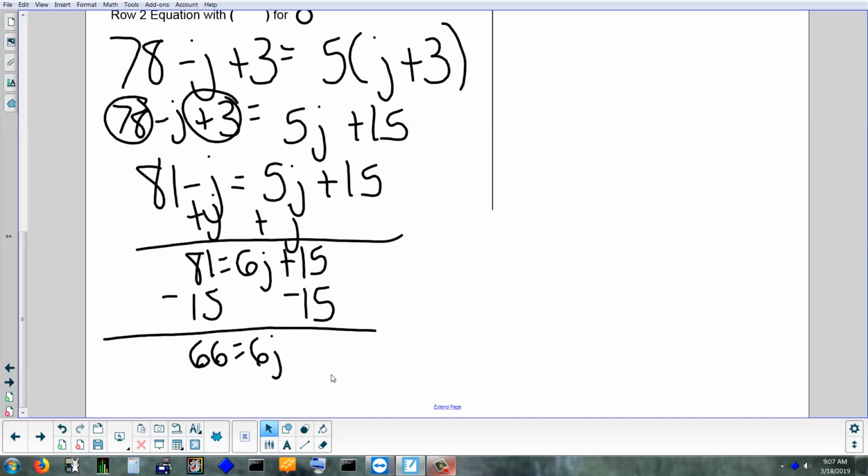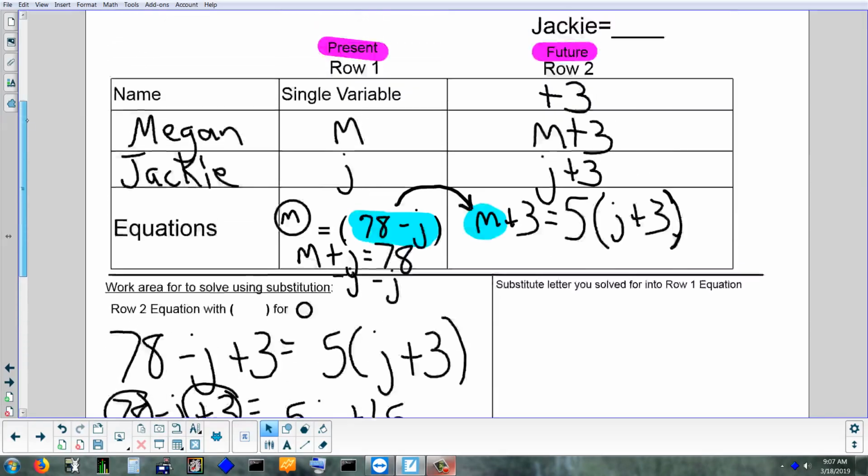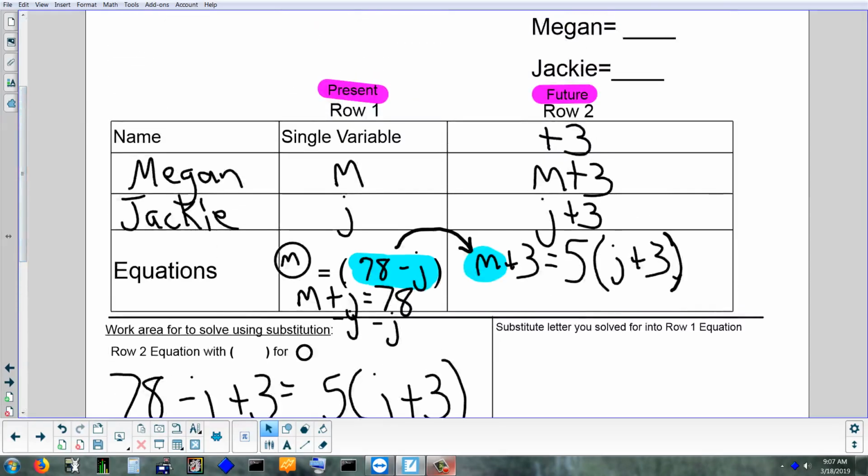Laura, last step is going to be what? Divide by 6 on both sides. J equals what? 11. So I just solved for Jackie. I'm going to scroll back up. Jackie equals 11.